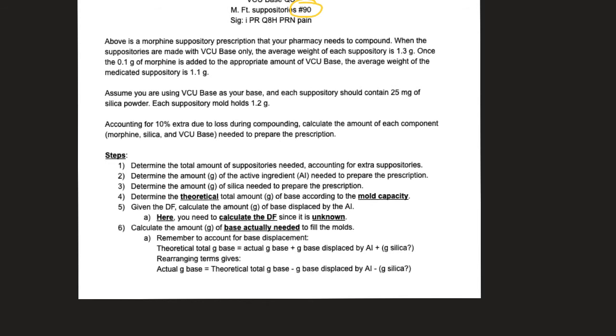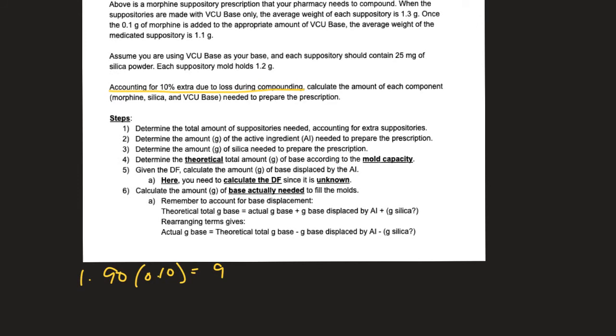When the script says 90, we're making 90 suppositories, but we're also counting for a 10% extra loss. So just like making powder packets, we're going to do 10% more. So 10% of 90 gives you 9. So 90 plus 9 gives you, we're making 99 suppositories.